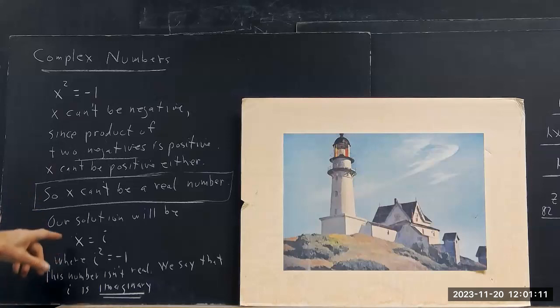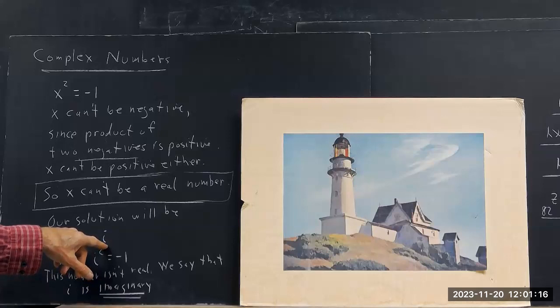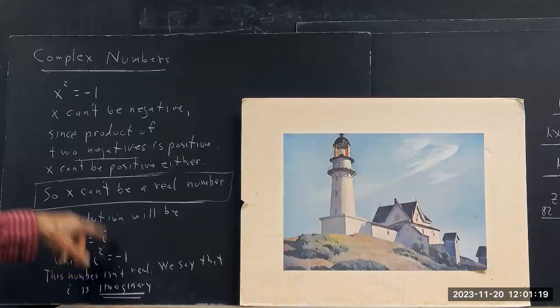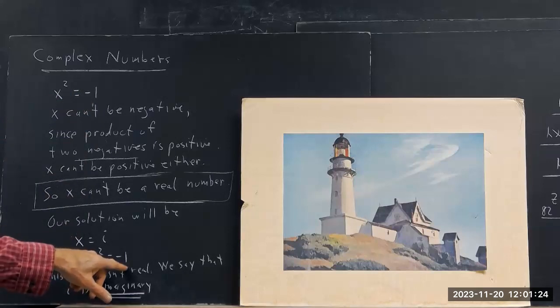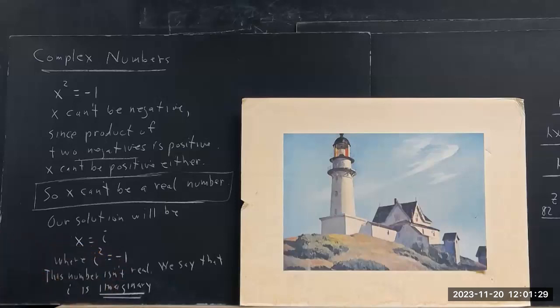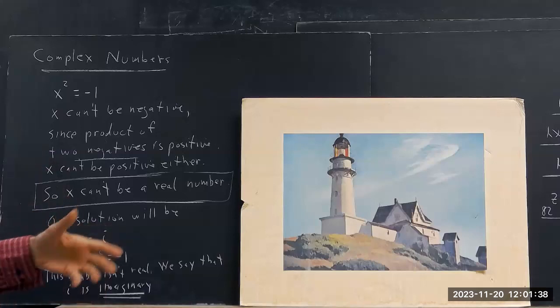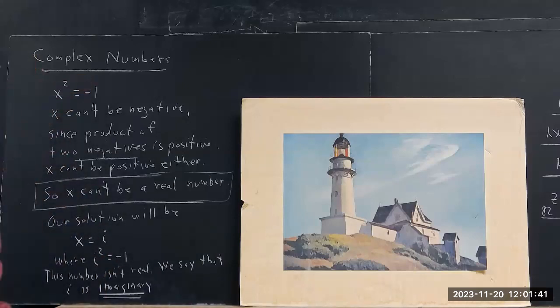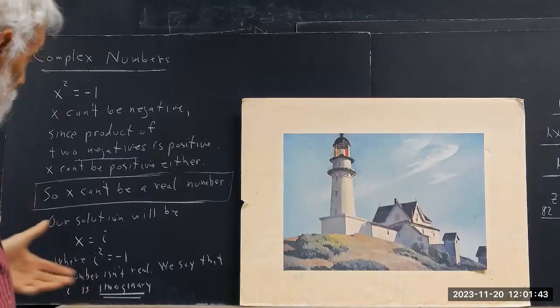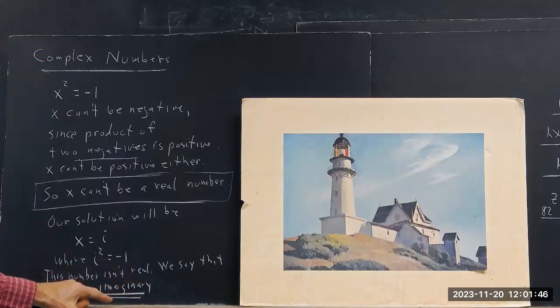Well, then we're going to say our solution is x equals I, where I stands for whatever number it is whose square is -1. So I squared is -1. That's the identifying characteristic of I, okay? Its square is -1. And it isn't real, because a real number either has to be negative or positive or 0, but 0 is not a candidate up here, right? Okay. Can't be real, so we say I is imaginary.